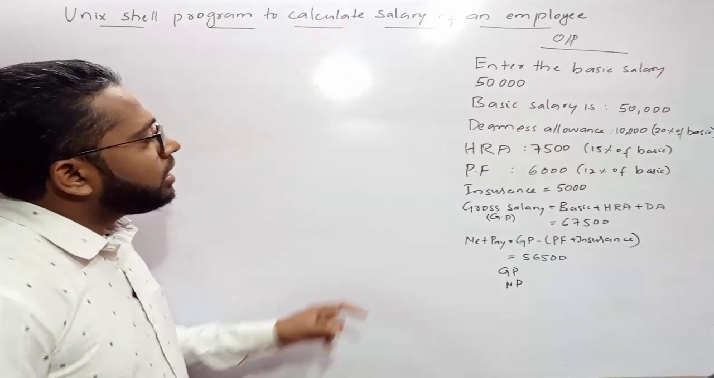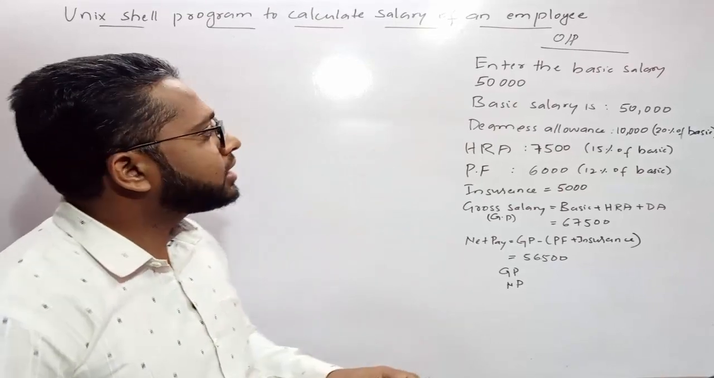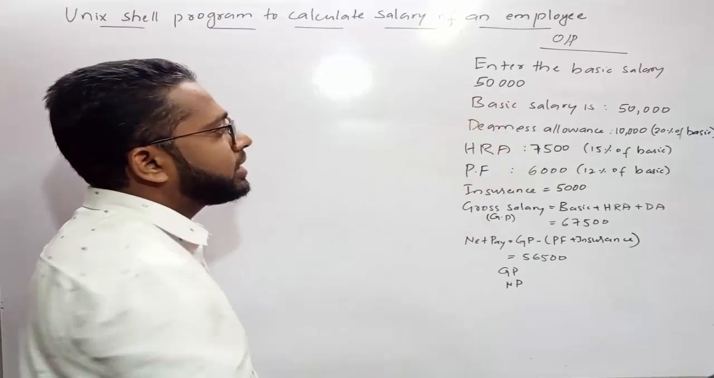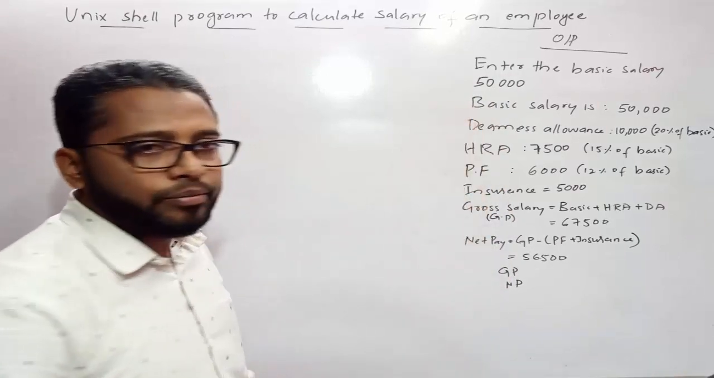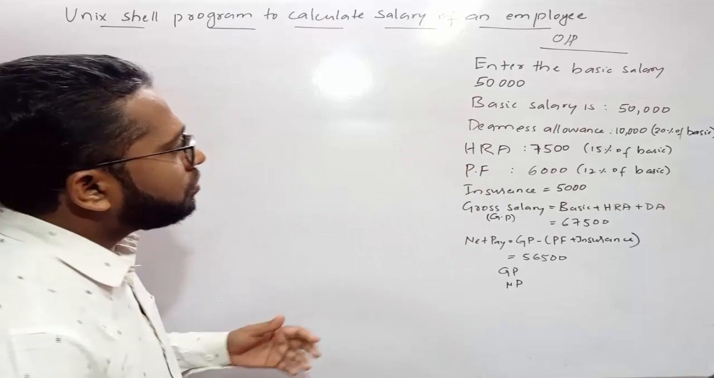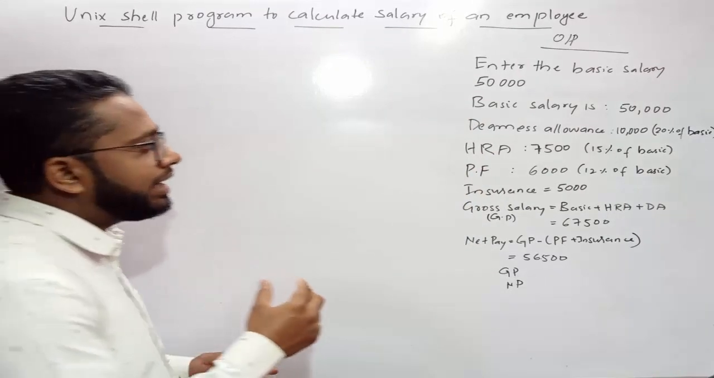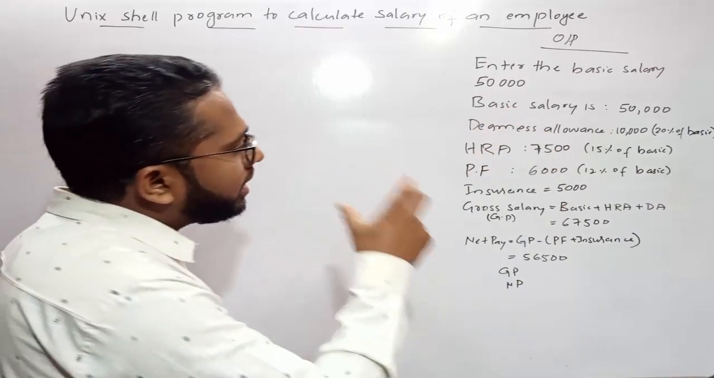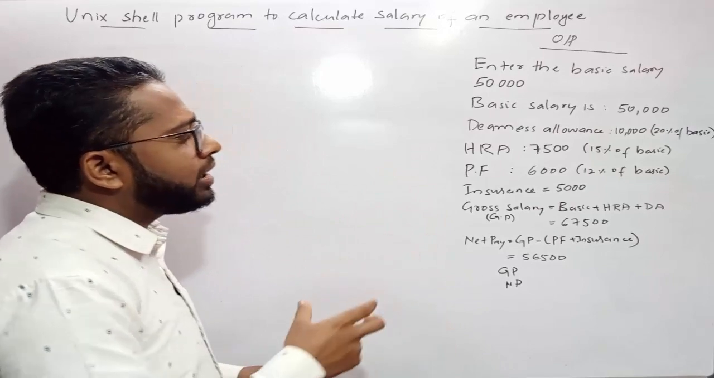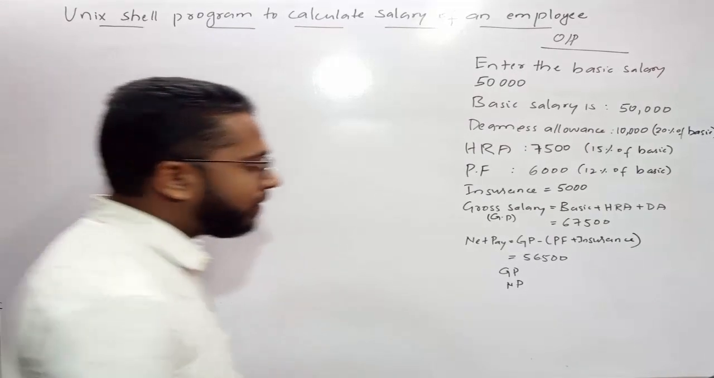As you can see, I have already written down the output of this program. When this program gets executed, it asks the user to enter the basic salary of an employee. Let us suppose we have entered 50,000. Then our program needs to make some calculations, and based on those calculations, it needs to print output like this. Just looking at the output, how many variables do you think we need to create in our shell program? Let's try to find out.